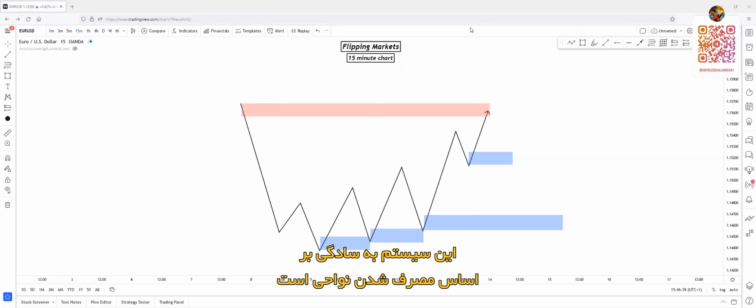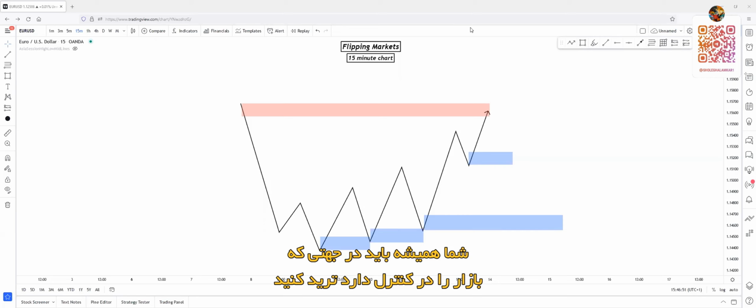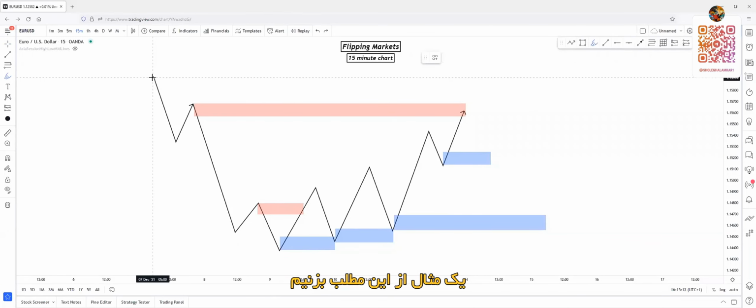It works based on simple mitigations. If price mitigates a demand zone, demand will take over control from supply. If price mitigates a supply zone, supply will take over control from demand. You always want to trade the controlling side of the market. So let's see an example for this.